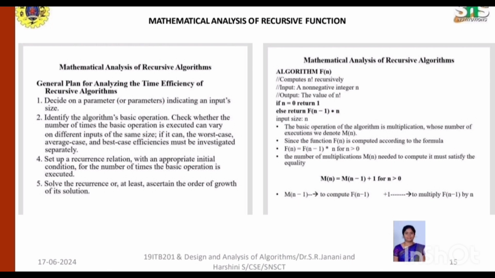Here we are taking the factorial problem and the formula is mentioned there. Next, the number of multiplications, that is M of n, needs to satisfy the equality with the condition that is given. Hence, once it is satisfied, we can find the rest and apply this to all recursive algorithms. This is all about non-recursive and recursive algorithms, which come under mathematical analysis. Thank you.